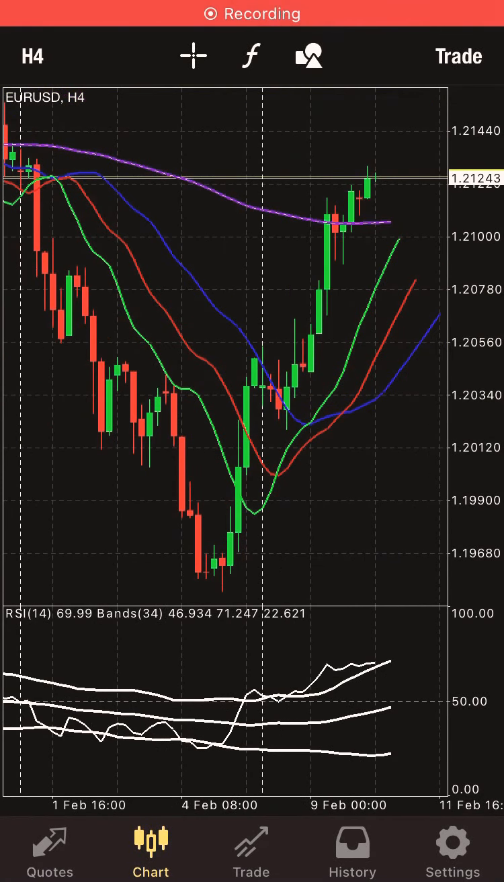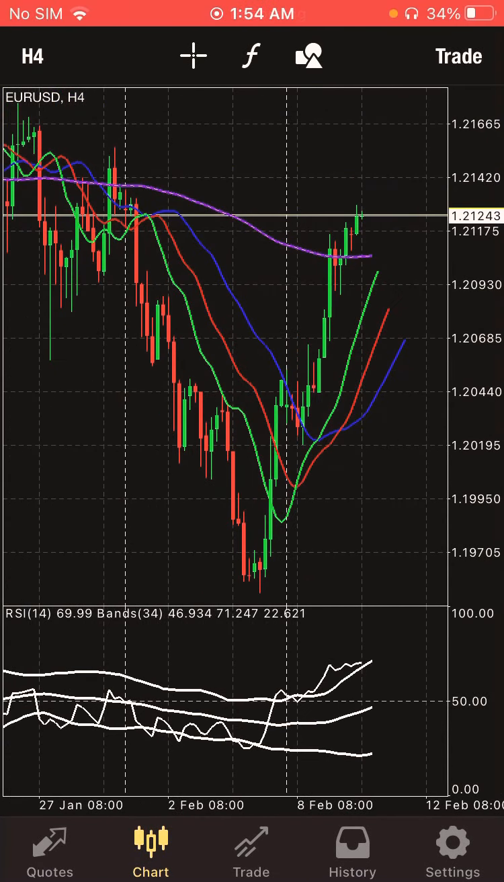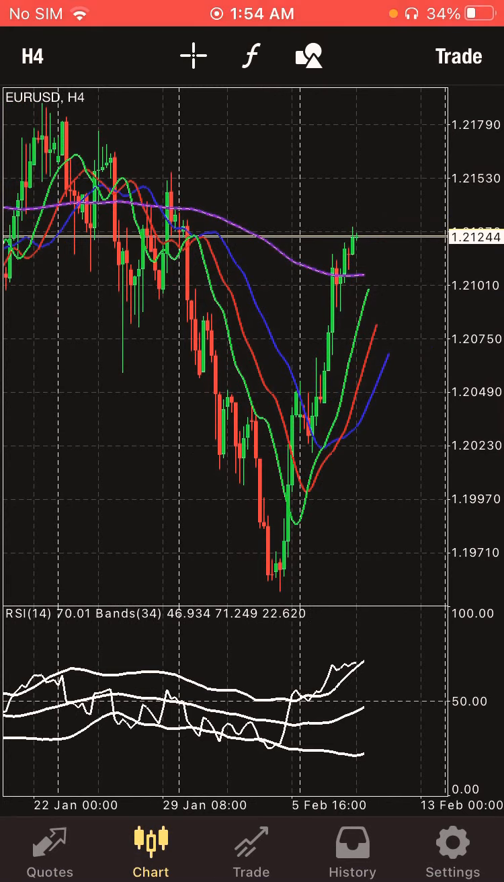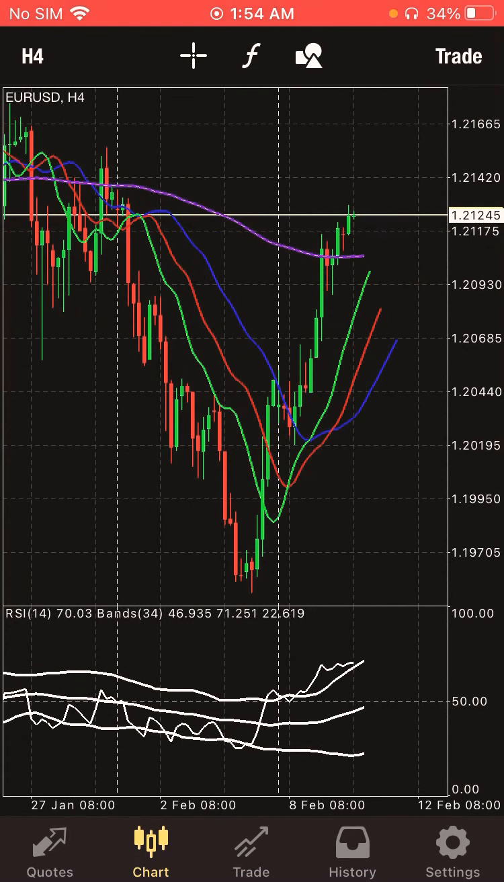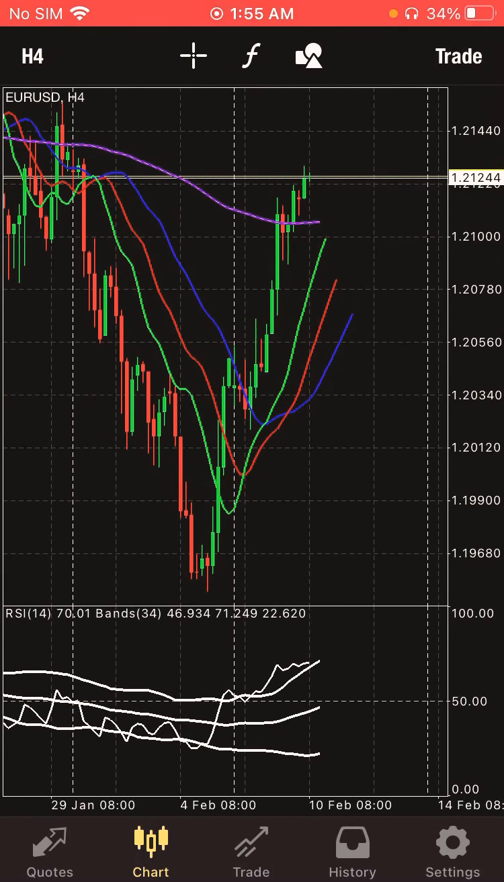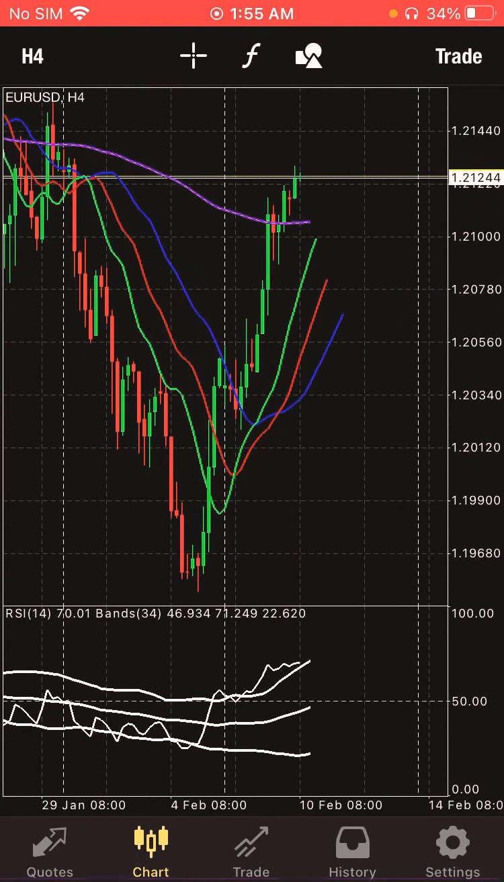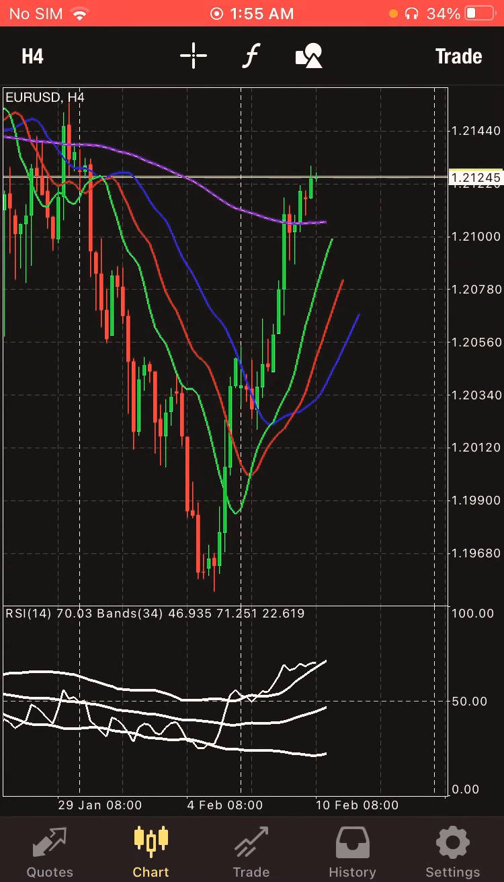What's going on, everybody? So today we're going to be talking about two methods that I could be very profitable on. I've used these methods ever since I started trading. The first method is going to be our alligator method. The second one is going to be our Sharkfin method.